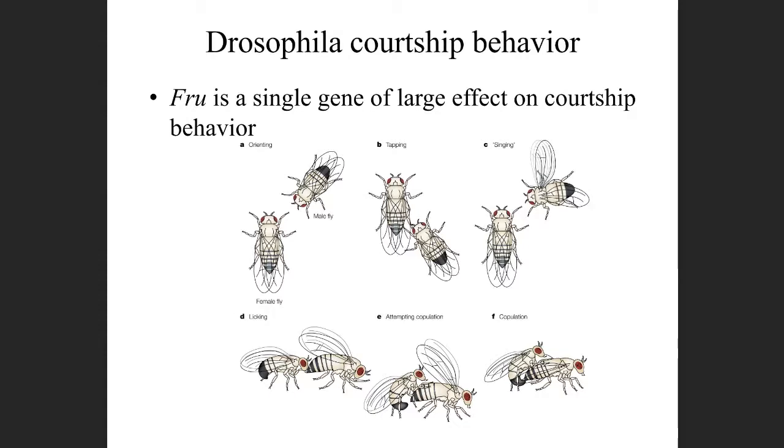The genetics of courtship behavior in Drosophila have been studied a lot partly because, like the ducks, it's a really nice behavior that can be broken down into many sub behaviors and rituals: orienting to female, tapping, singing, which is actually a vibrational sound made with the wings, licking with the proboscis, attempting to copulate, and copulation. The courtship behavior is kind of cool.